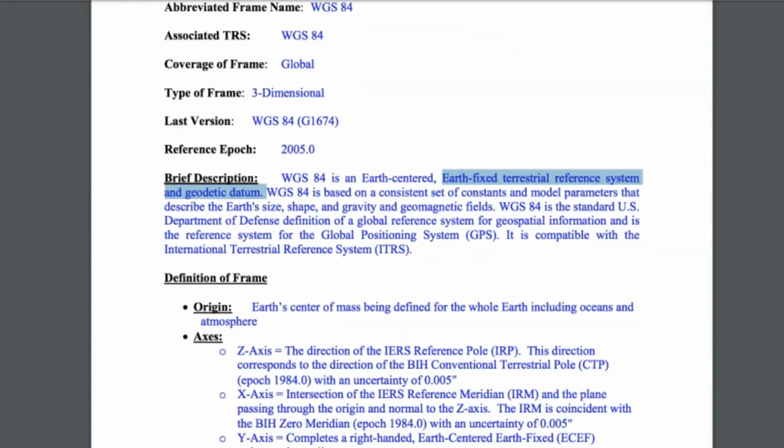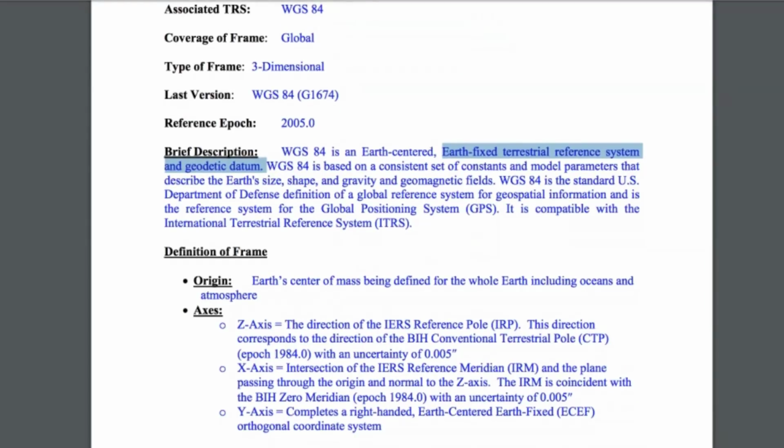And then you think, well, okay, so what is it based on? If it's not moving and it's earth-centric and geocentric, a fixed reference frame, then what's it based on?